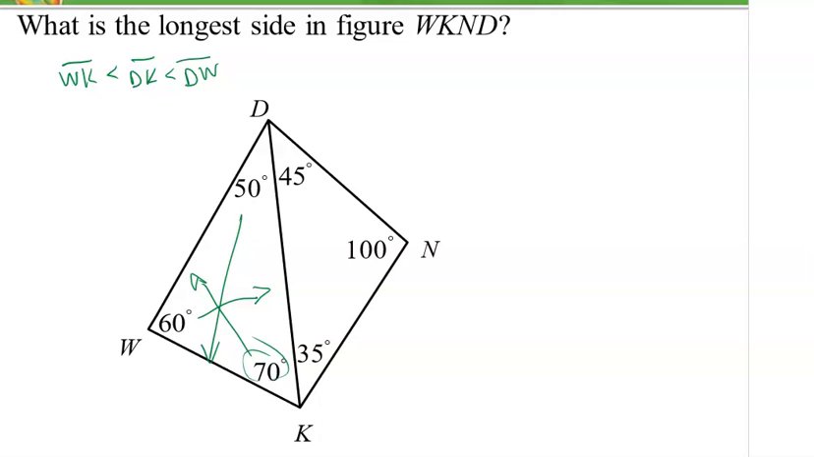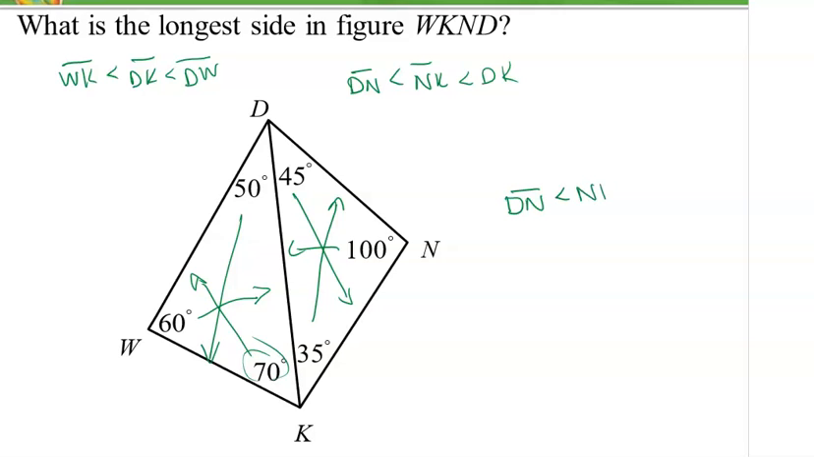Okay, then we'll do the same thing for the other one. The smallest side on this one is DN. And that is smaller than NK. And the biggest side in this triangle is DK. So we're asked to figure out what the biggest side is, the longest one is. So let's kind of lay these outside or above and below each of them so we can see what's going on here. I've got NK and then DK for the one on the right. And then the one on the left, I've got WK, DK, and then DW.